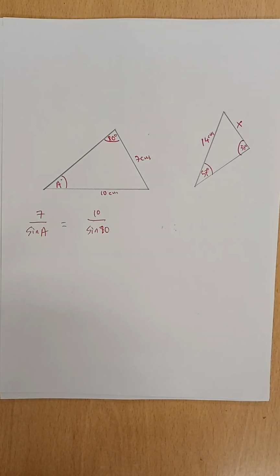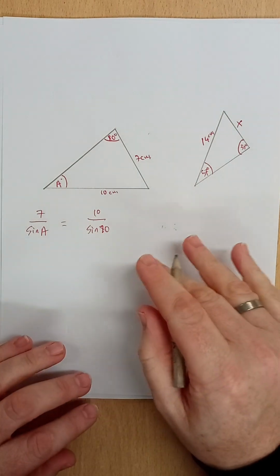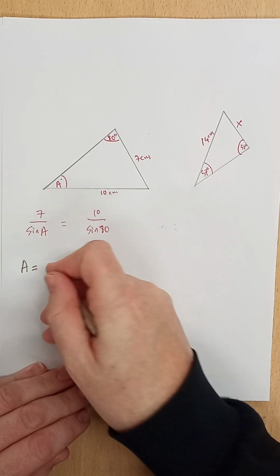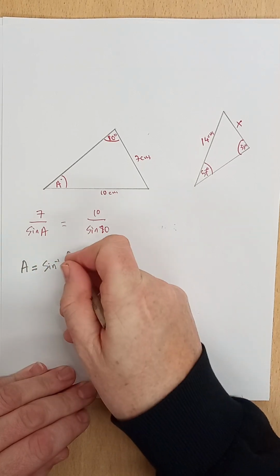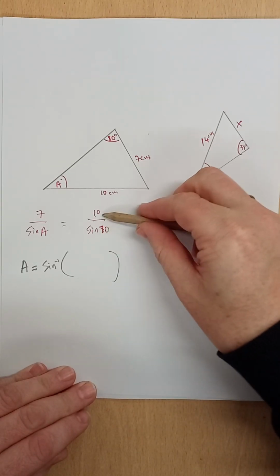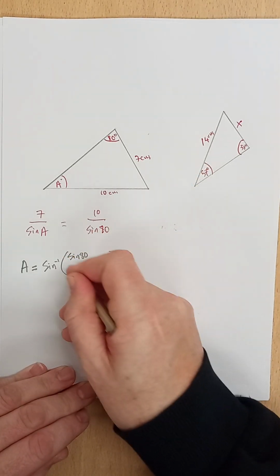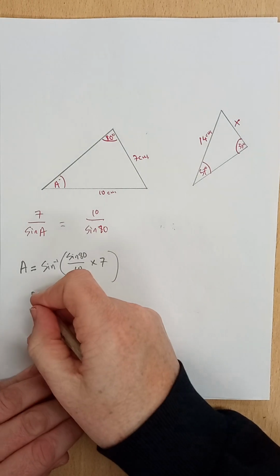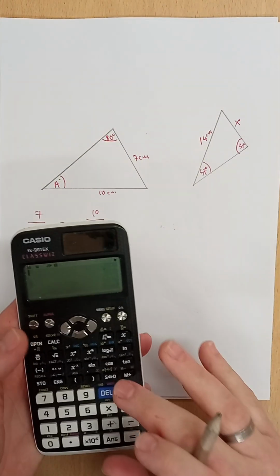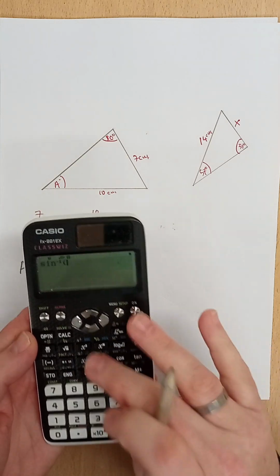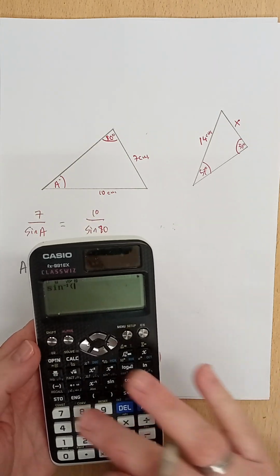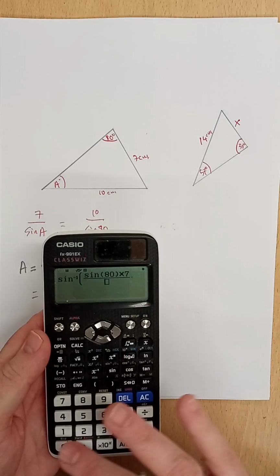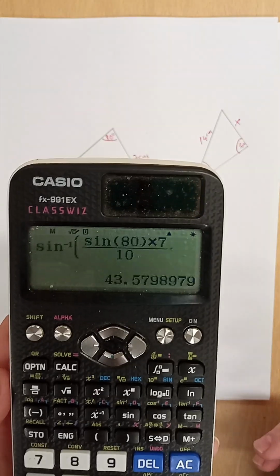Now, how do I solve this? I'm going to show you the very quick method. This will work every time that the angle is missing. The angle will always be equal to the inverse sine of, take the fraction you know and invert it, and multiply it by the number you know. It works every time. So to the nearest whole angle, that's going to be the sine inverse of sine 80 times 7 over 10. And that nearest angle is 44.